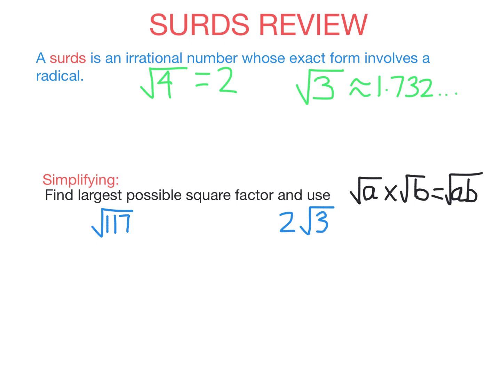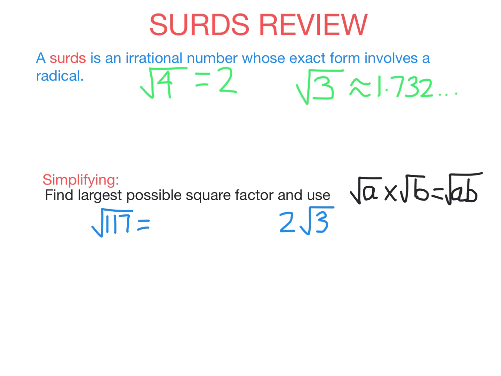So let's first look at simplifying surds. We just find the largest possible square factor and use this simple rule here. If I want to simplify, say, the square root of 117, it's kind of like simplifying fractions. I want to find a number that has the same value but is written with smaller numbers. In this case, we want a smaller number inside the radical. So what we have to do is go through square numbers and find which is the highest of these that goes into 117. Turns out it's 9.